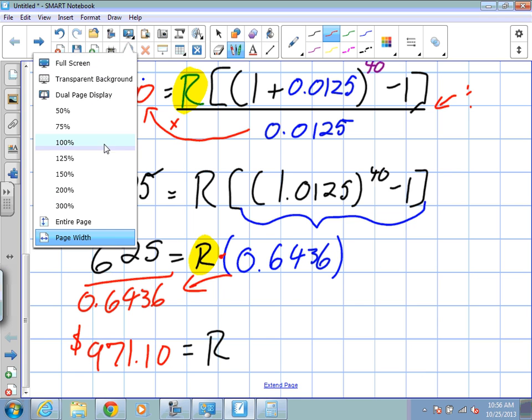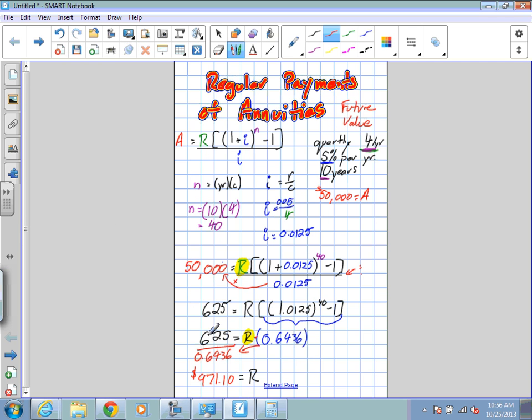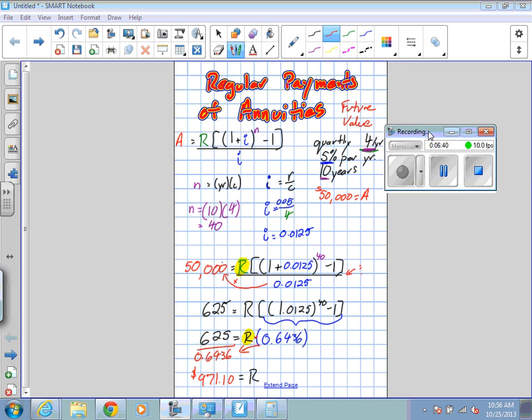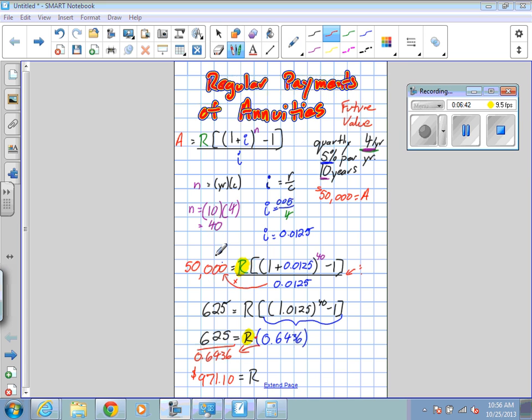So what that means, in order for us to have $50,000 in the bank, in this specific bank account, if we invest $970 every 3 months or 4 times a year, we'll have made $50,000 over the course of 10 years. It's a pretty big bank account. It's not that large of an amount of money to put away every 3 months to acquire $50,000.